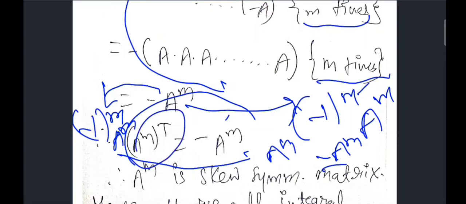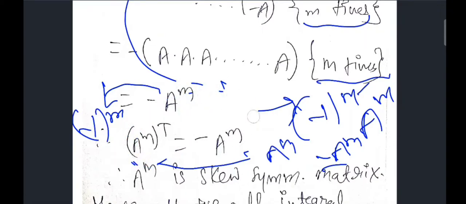Eventually, if m is odd, then minus A to the power m will remain. But if m is even, then A to the power m will come, because minus 1 to the power m will become plus 1 for m even. For m odd, minus 1 to the power m will become minus 1. So these are the two cases. So A to the power m transpose equals minus A to the power m for m odd.